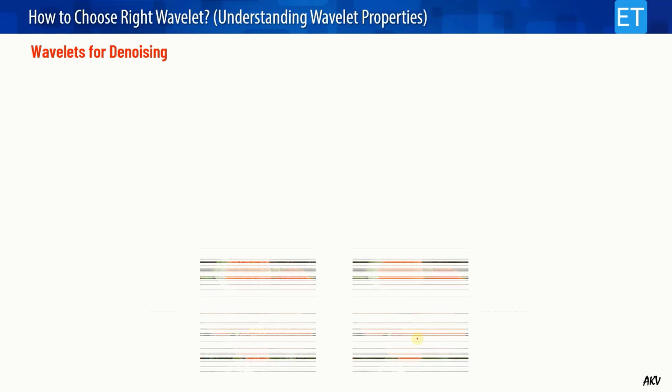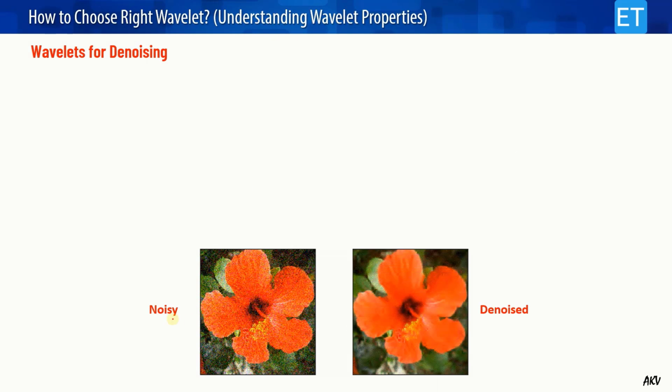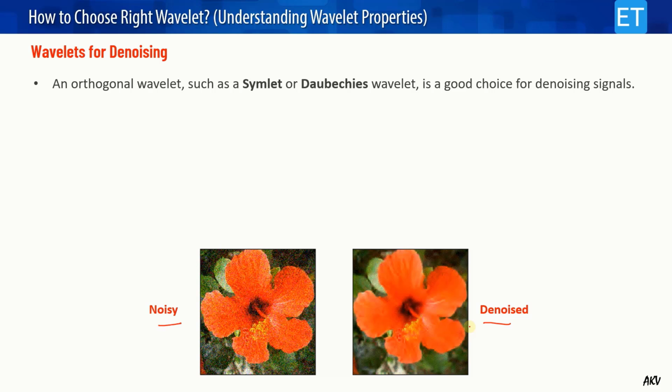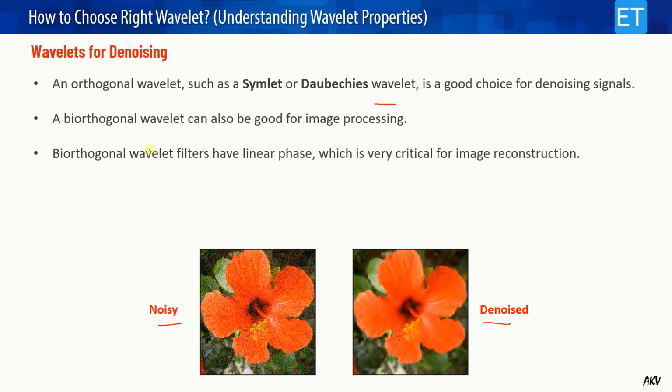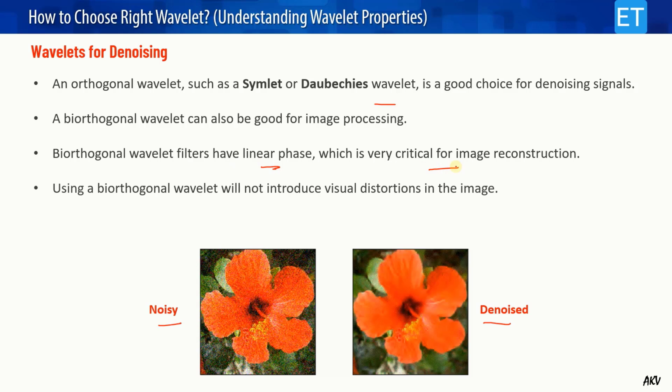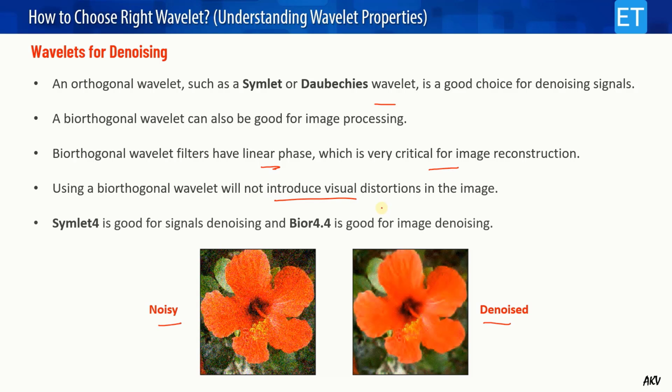And now the other one is wavelets for denoising. This is just an example, just for demonstration, a noisy and denoised version. An orthogonal wavelet such as the Symlet and Daubechies wavelet is a good choice for denoising signals. The bi-orthogonal wavelet is also very good for image processing, because the bi-orthogonal wavelet filters have linear phase, and that linear phase is very critical for image reconstruction, because it will not introduce any visual distortion in the images. So the Symlet 4 is a good choice for signal denoising, I mean for one dimensional, and for images the BIOR 4.4 is a good choice.